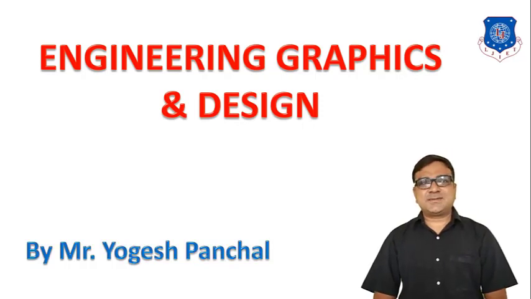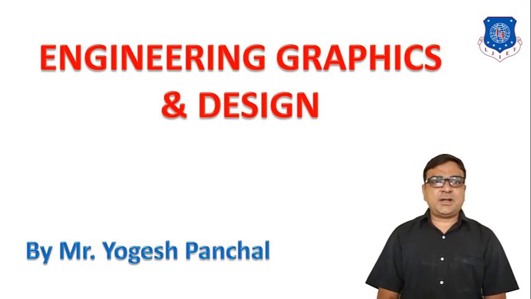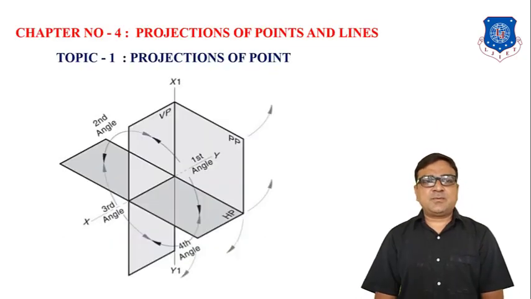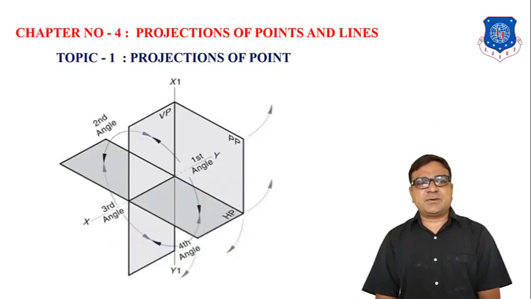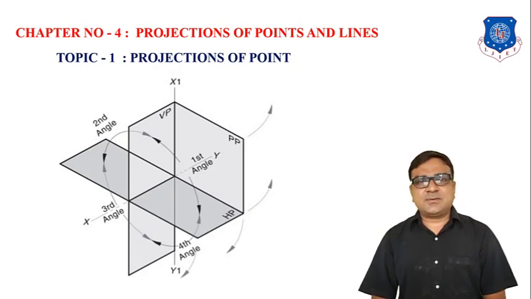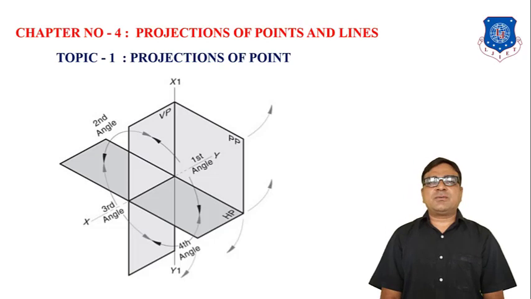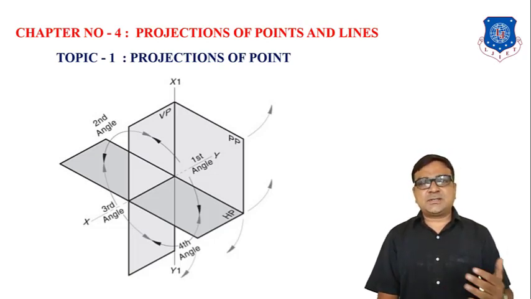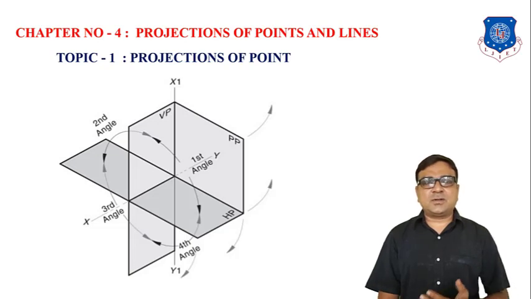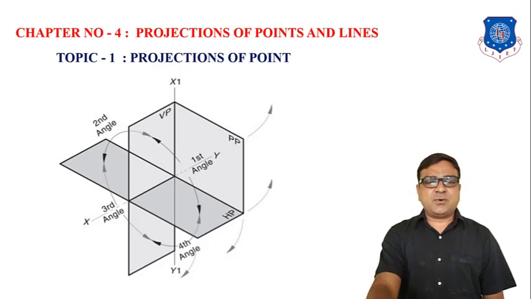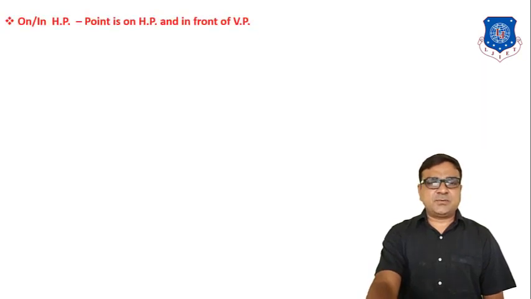Hello, welcome students. We are continuing our chapter, projection of point and lines, in this lecture. Chapter number 4, projection of point and lines. Topic 1, projection of point. In the last lecture we discussed the projection of a point when the point is in different quadrants: first quadrant, second quadrant, third quadrant, fourth quadrant. Now we continue with the next locations of the point in this video.